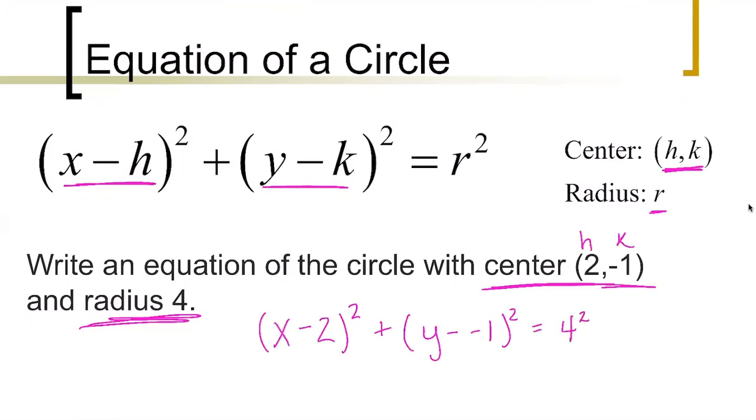Now, 2 negatives here again make that a positive. So my equation should look like x minus 2 squared plus y plus 1 squared equals 16.